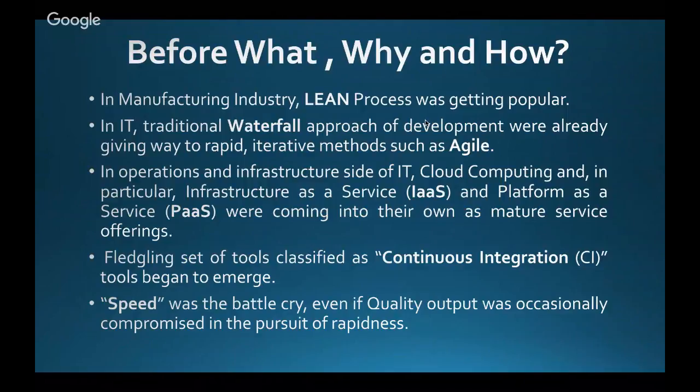A fledgling set of tools classified as continuous integration tools began to emerge in the market. There were many open source tools, and many of them for continuous integration came into the picture. At the same time, there was a battle for speed. Speed was the battle cry, and even if quality was occasionally compromised in the pursuit of rapidness, it was okay, because most products were rushing towards speedy delivery for their customers. That is the time when all these changes were taking place.